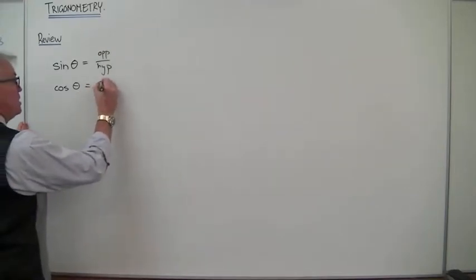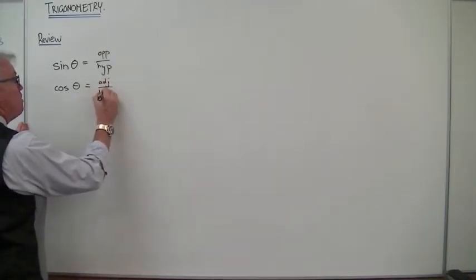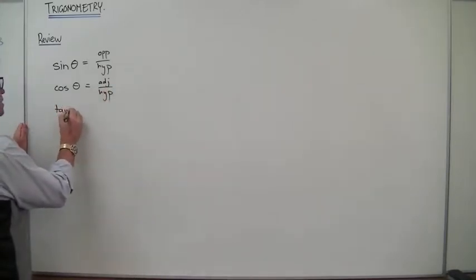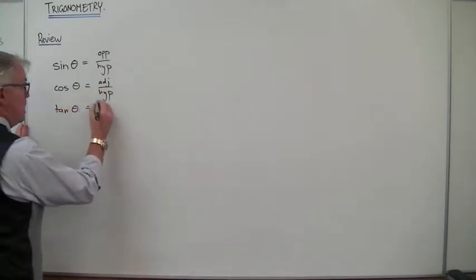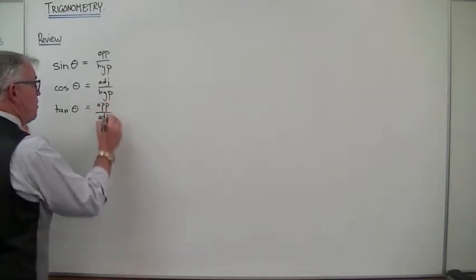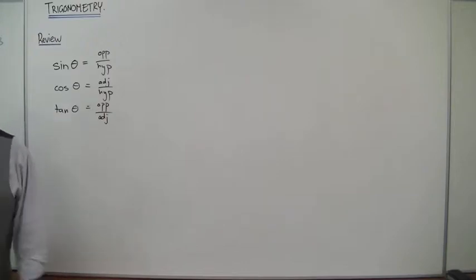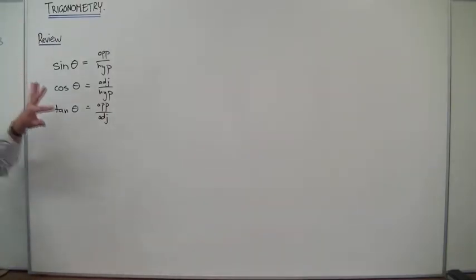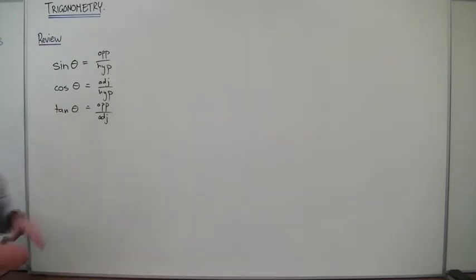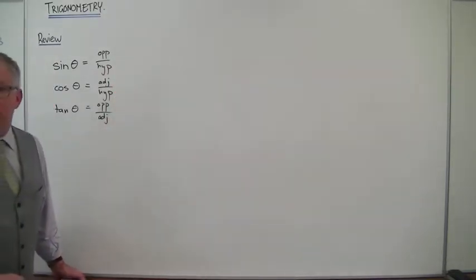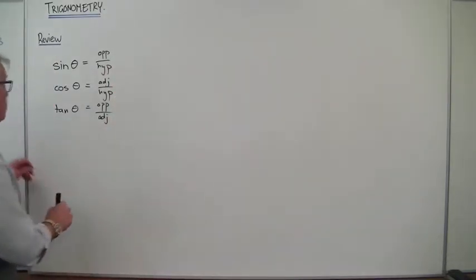The cos of theta is the adjacent over the hypotenuse, and the tan of theta is equal to the opposite over the adjacent. Alright, so there are our three things that we're starting off with. Now the thing that we also looked at last year as we worked through trigonometry is that we can invert each one of these ratios, which gives us a new sounding kind of a ratio.